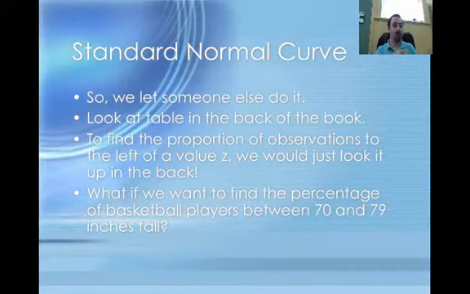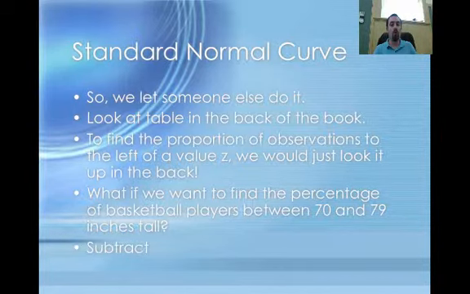65.54% of basketball players on this team are less than 79 inches tall, because 79 inches is a z-score of 0.4, and then the z-score table is in the book. So what if we want to find the percentage of basketball players between 70 and 79 inches tall?